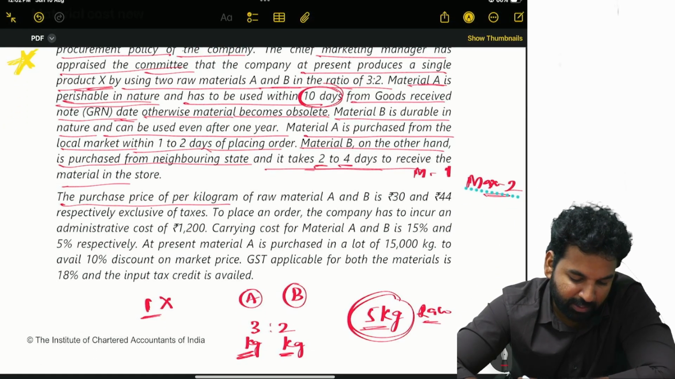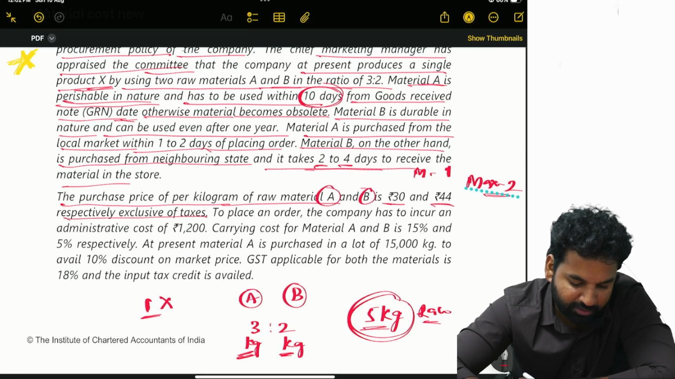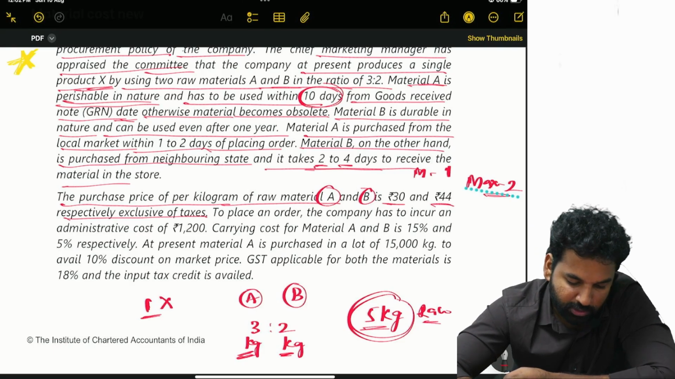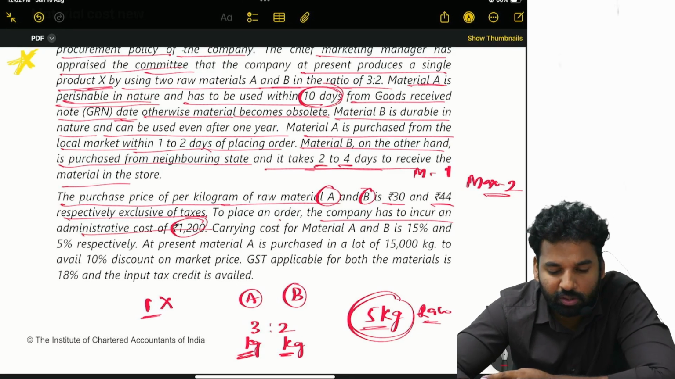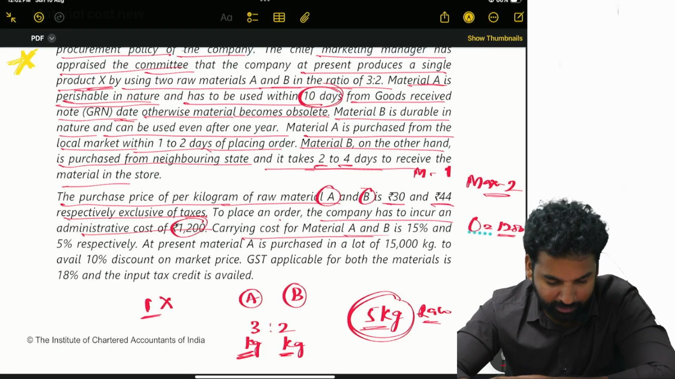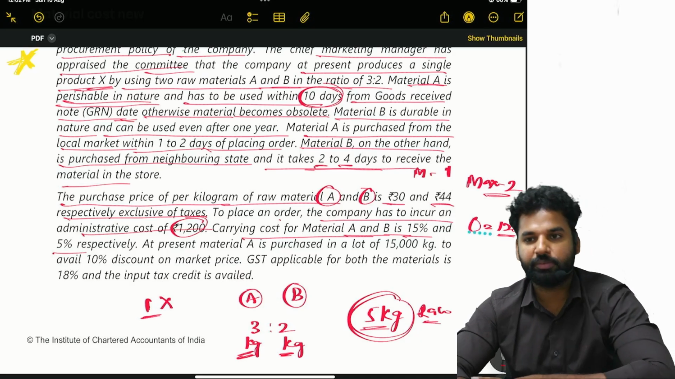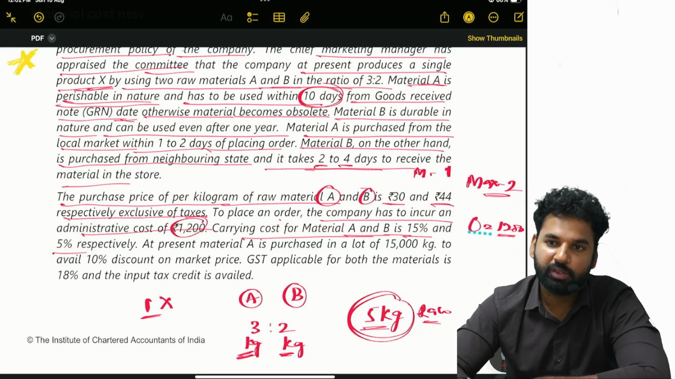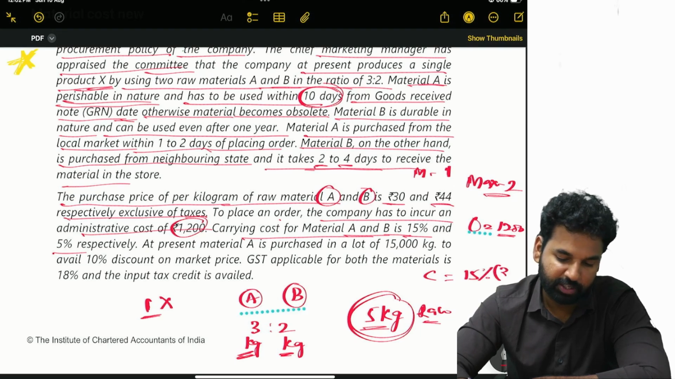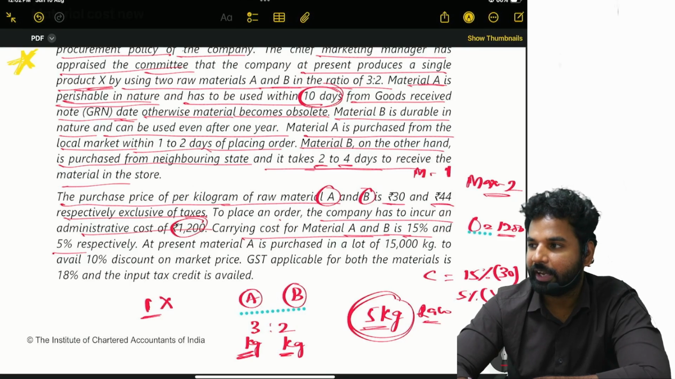The purchase price per kilogram of raw material A and B is 30 and 44 respectively, exclusive of taxes. To place an order, the company has to incur an administrative cost of 1200. What is this? Ordering cost, O, which is 1200. Carrying cost of material A and B is 15% and 5% respectively. What is this? Carrying cost, C, per unit per annum: 15% of 30 for A, and 5% of 44 for B.